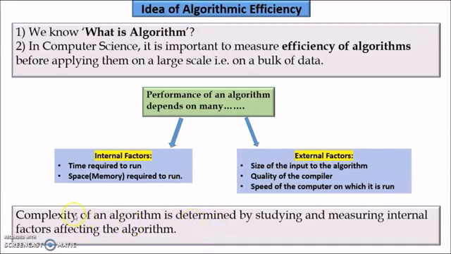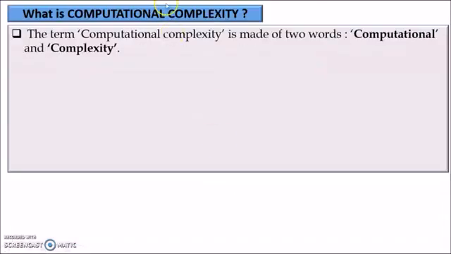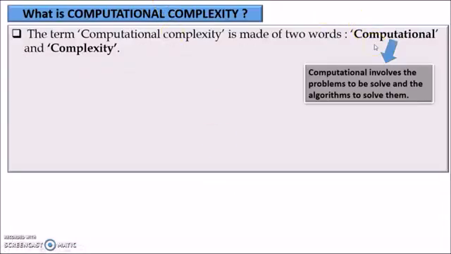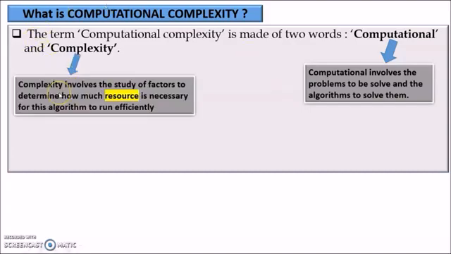Now let's see what is this complexity, or what is this computational complexity. Computational complexity is made up of two words. Yes, what are those words? Computational and complexity. Fine. So what is this computational? Computational means it involves the problems to be solved and the algorithms to solve them. Whereas complexity means it involves the study of factors to determine how much resource is necessary for the algorithm to run efficiently.